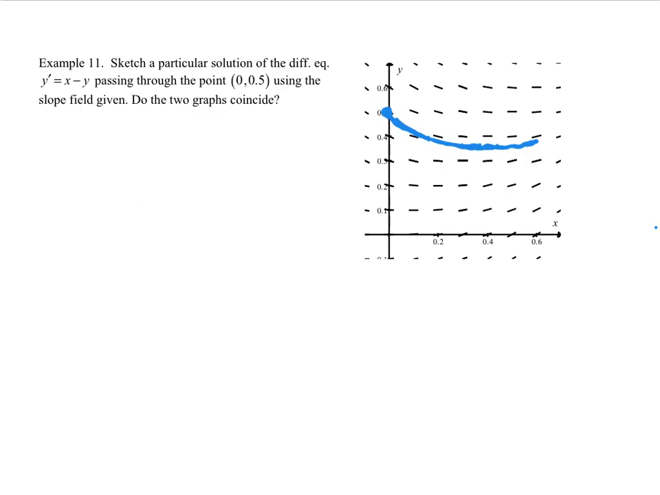Okay, so that's Euler's method. Euler's method is an approximation for the curve. It's kind of like a combination of many tangent line approximations as we go along. That's all it is.